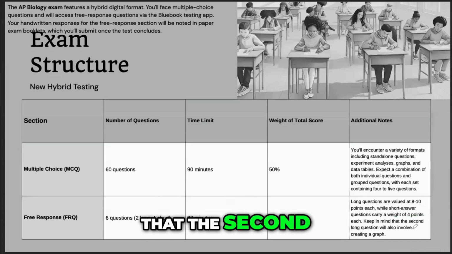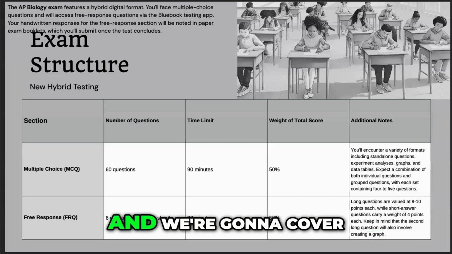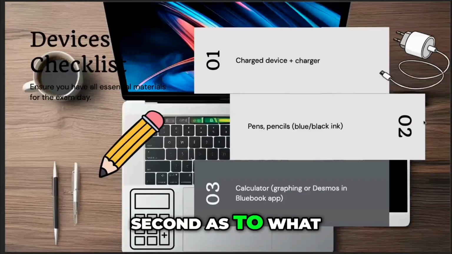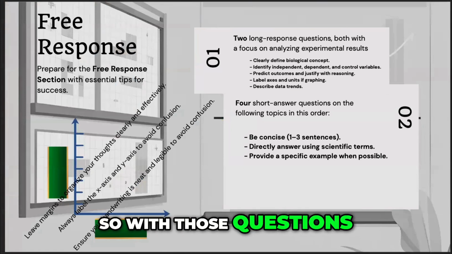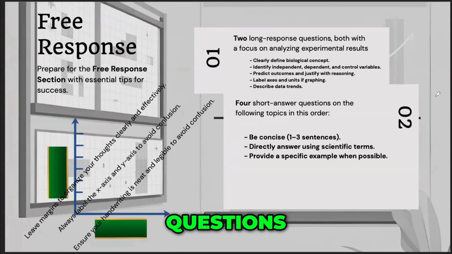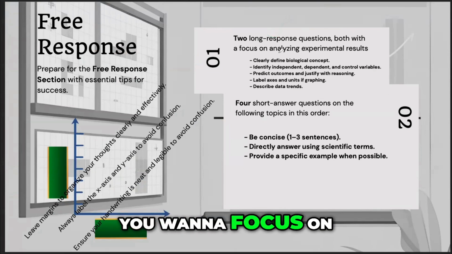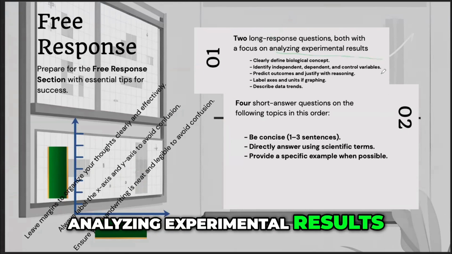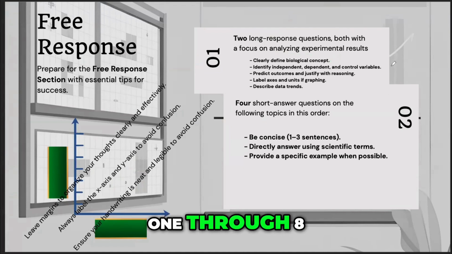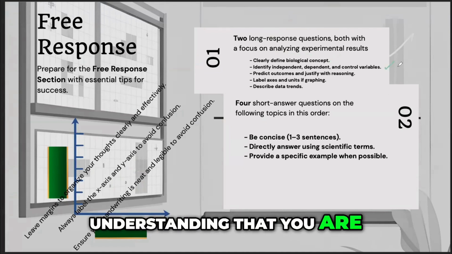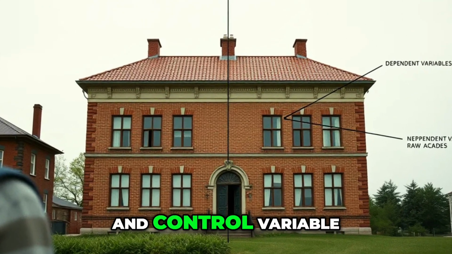So make sure to understand that. And keep in mind that the second long question tends to involve some sort of graph creation, and we're going to cover that in just a second as to what things you need to know for that. So with the free response questions, for those 2 long responses, you want to focus on analyzing experimental results, making sure that you understand what concept is being covered from units 1 through 8, understanding that you are going to be asked sometimes to identify the independent, dependent, and control variable.